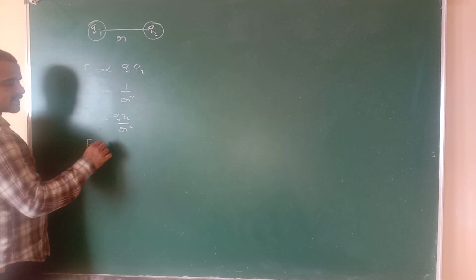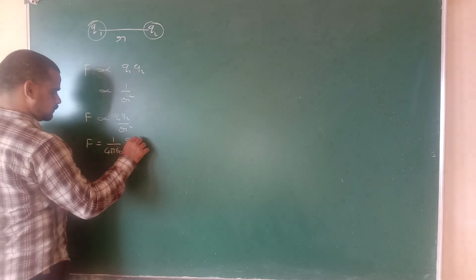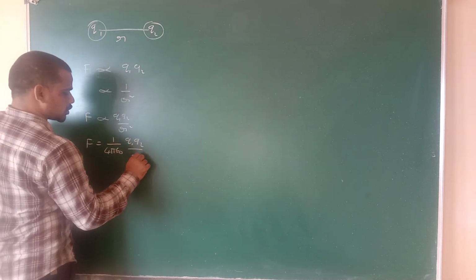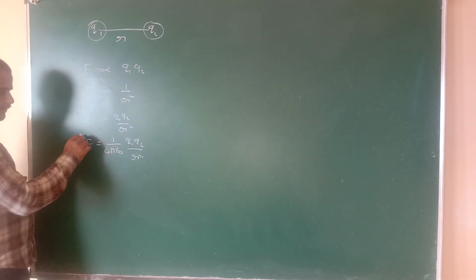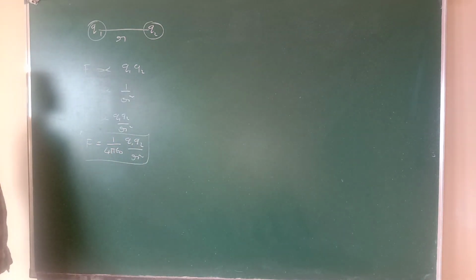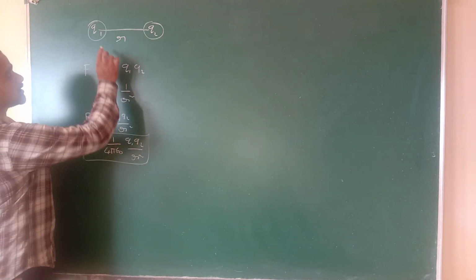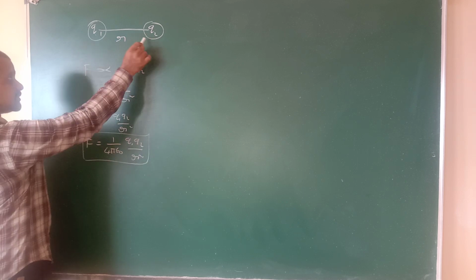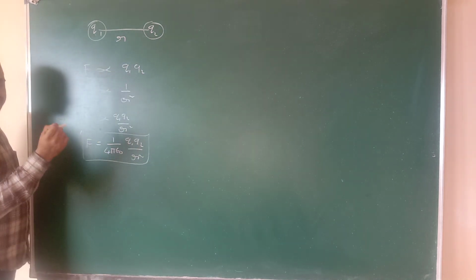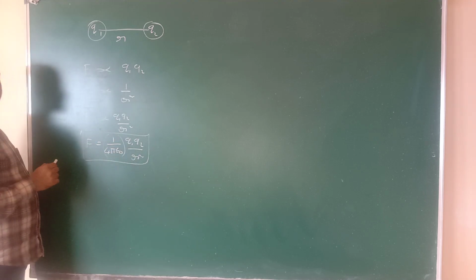Is equal to means what we have to do? We can write a constant. The constant here is 1 by 4 pi epsilon naught. Understood? So Q1, Q2 are the charges here, R is the distance between the two charges. We are discussing point charges. Okay? Fine.